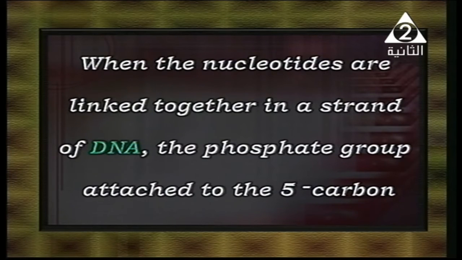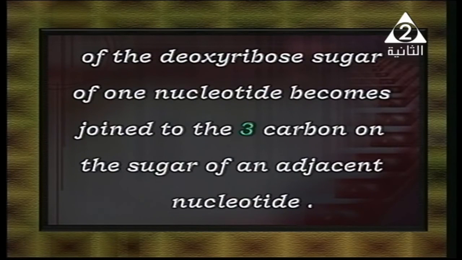Yet, when the nucleotides are linked together, connected in a strand in the form of a ladder, as we're going to study later, to form the strand, the thread of DNA, the phosphate group is attached to the 5 carbon of the deoxyribose sugar of 1 nucleotide, okay? And this nucleotide becomes joined to the 3rd carbon of the sugar of an adjacent nucleotide. Adjacent means the closest one. We're going to show a picture here right now.